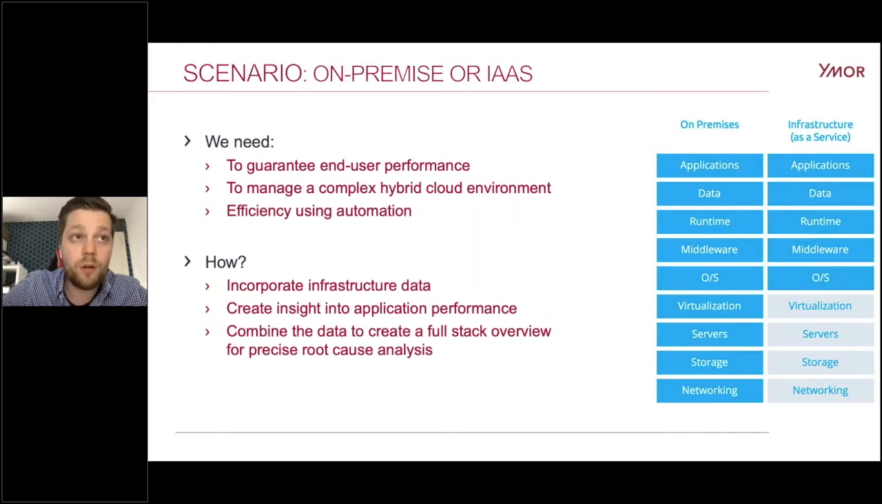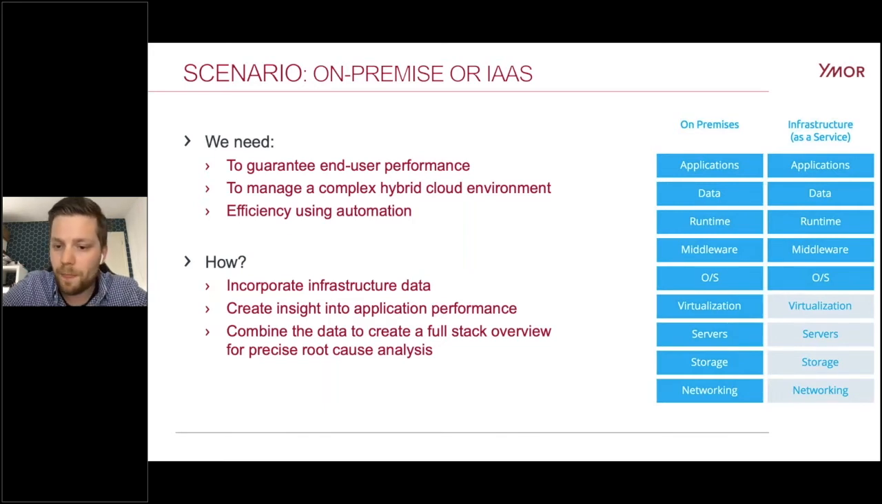Firstly, we're going to incorporate infrastructure data. That means that from the lower stack, from networking, all the way up to OS will be collected. Secondly, we're creating insights into application performance. As with the PaaS solution, we are going to look at the code level visibility and we are going to make sure that the end user performance is included. These 2 streams of data will be combined to create a full stack overview for precise and automated root cause analysis. This way, Dynatrace as a tool creates a full-length overview for your environment and also the experience your users are having.